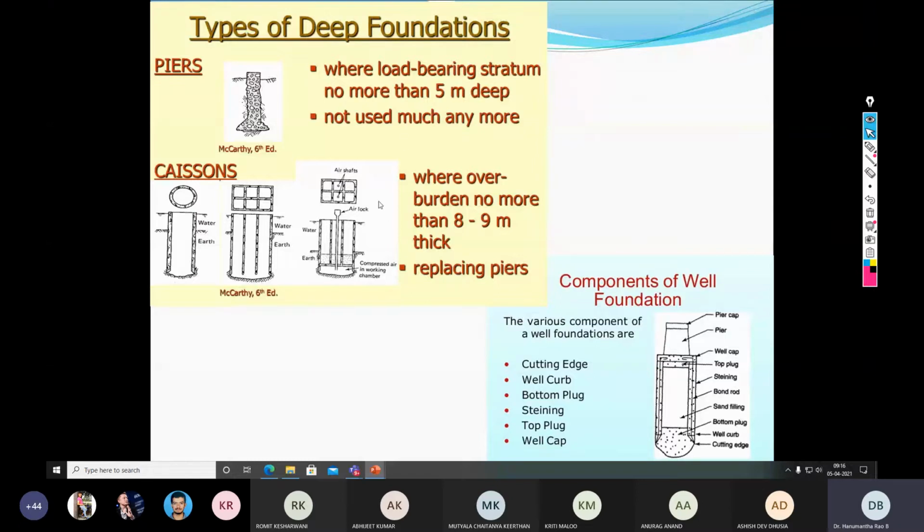In the above picture on your left side, you can see the piers, and in the picture below on your right side, this is called a well foundation. So the well foundation is one of the kinds of deep foundation. Similarly, pile foundation is one of the kinds of deep foundation.